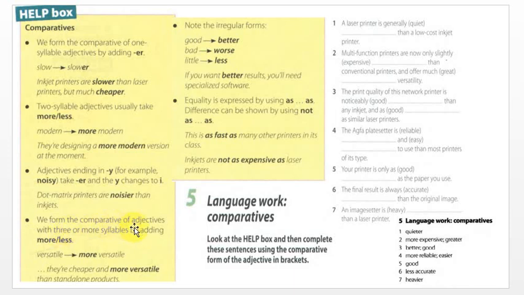We form the comparative of adjectives with three or more syllables by adding more or less. For example, versatile, three syllables. Before this word we use more versatile or less versatile. They are cheaper and more versatile than a stand-alone product.